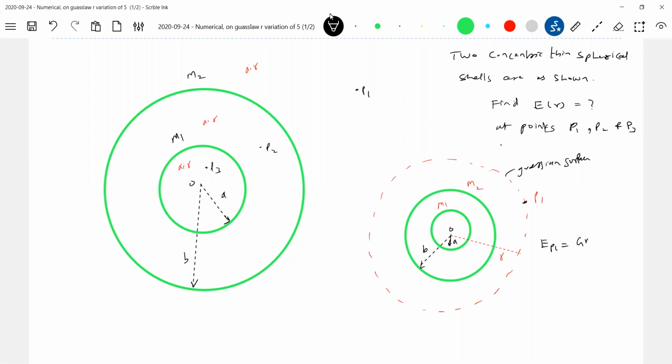So therefore, what is the formula? Gm1/r², Gm2/r². So what is r strictly? r is greater than b. That's all, no? At point P1.